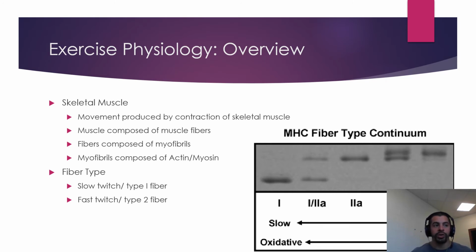Slow twitch or type 1 fibers tend to be more oxidative, which is what gives them that ability to be more fatigue resistant. Fast twitch muscle fibers are a little less oxidative, so they're a little bit more fatigable, right? And that's why, with explosive movements, we can't repeatedly do them. They're not these fatigue resistant fibers, so we can't do them repeatedly. We just get tired.